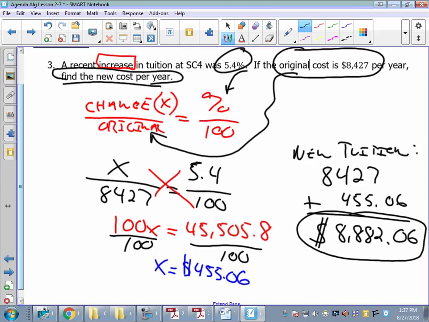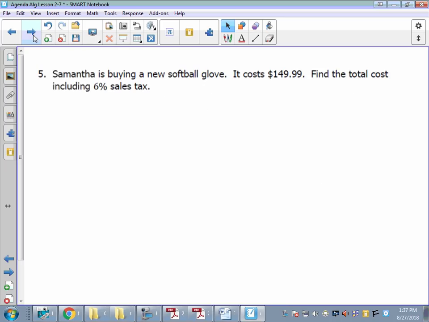So that would be our final answer. That's the step 3 part. The first answer did not make sense because it was way smaller than the original cost, so we had to add it to the original cost. Okay? All right. Let's skip this one and go to Samantha here.